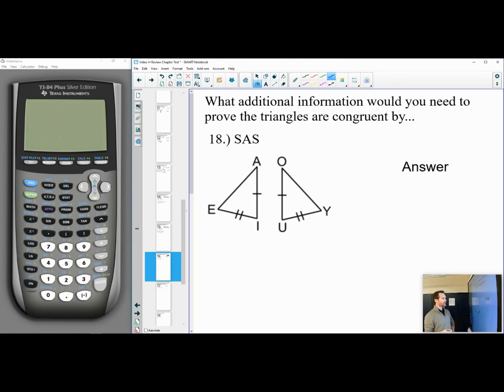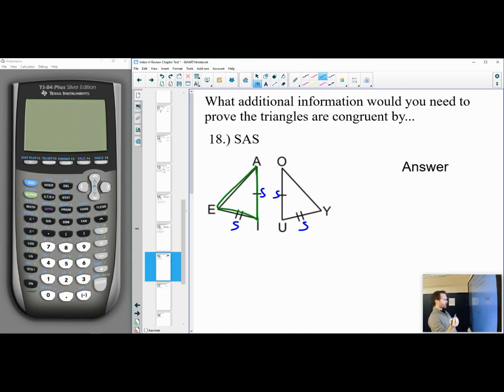Number 18. Still looking for additional information here. And now we're using side, angle, side. Let's mark what they've given us. A pair of sides, another pair of sides, which means for side, angle, side, we're missing the angle. We would have to see another pair of congruent angles to use side, angle, side, because right now we cannot use side, angle, side.